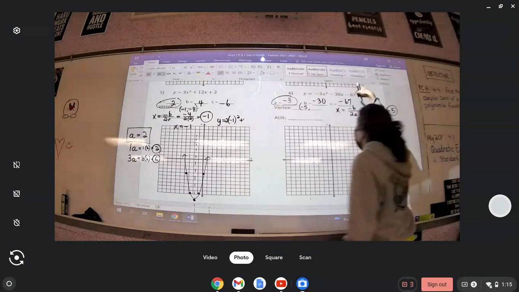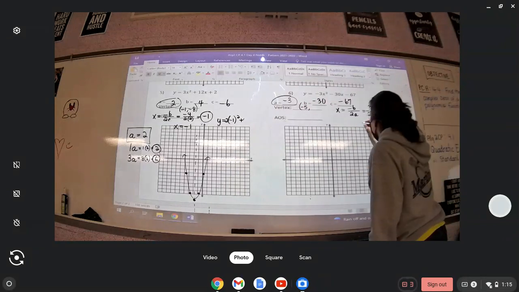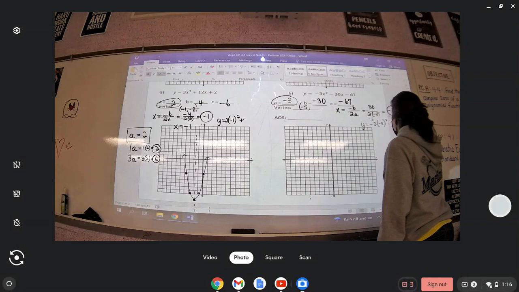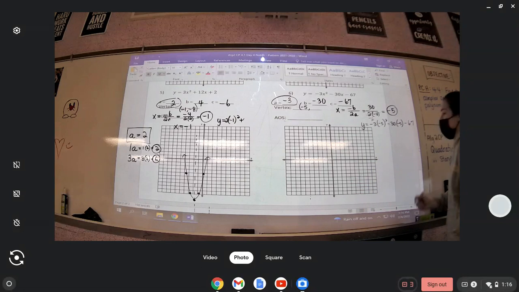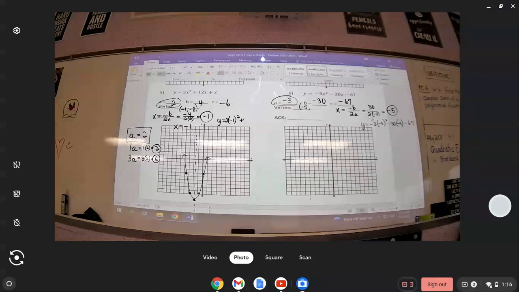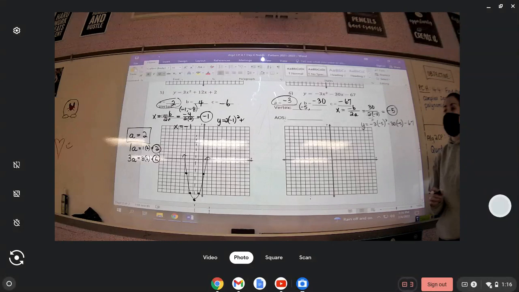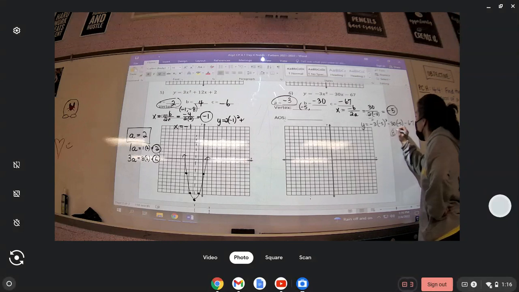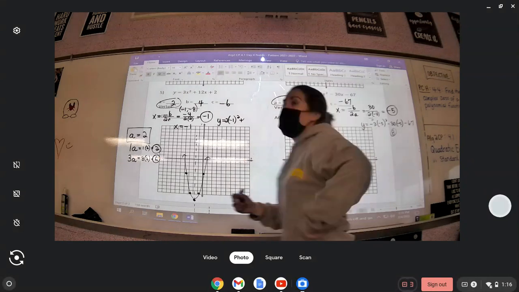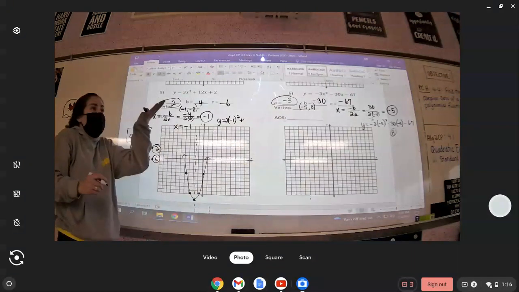So everybody plug negative 5 in. Let's see what y-coordinate comes out. So it'll be negative 3 times negative 5 squared minus 30 times negative 5, and then minus 67. You're actually going to get a fairly reasonable number. It'll still fit on our graph. What do you get? I got 8. Negative 5, 8. So I need everybody to plot that. Let's go left 5 and up 8.